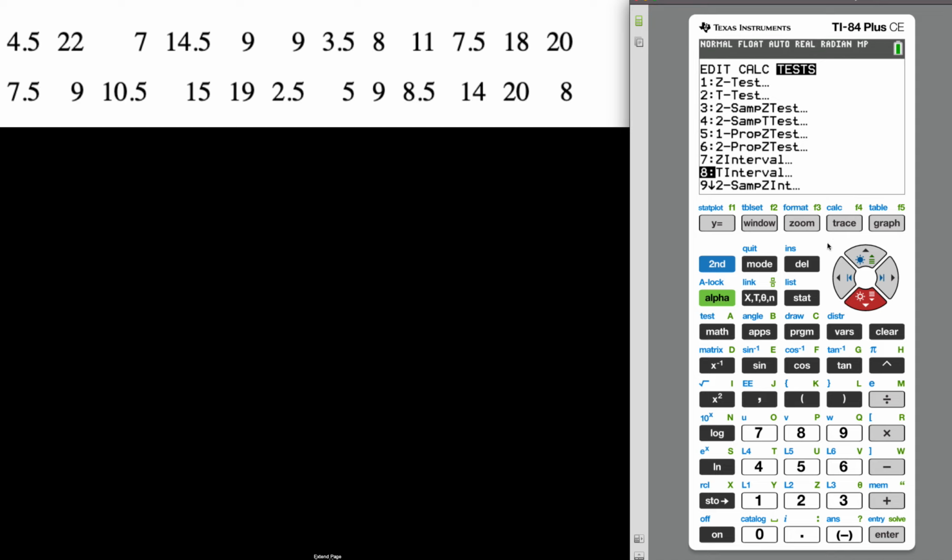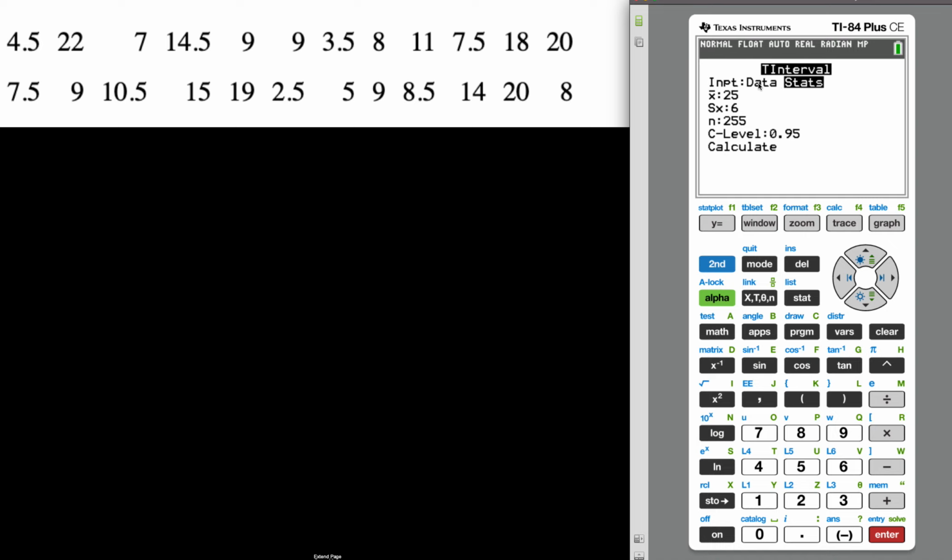But if they do give the population standard deviation, then you go Z interval. At the end of the day, the process is the same. So T interval, and now I'm going to go to data because I don't have the statistical values. I don't have the sample mean. I can calculate it, but I don't have it. Over to data, enter. Now I want data. See what happens when data is highlighted? It asks me for a list. Well, that's where I put the list of values. I put it in L1.